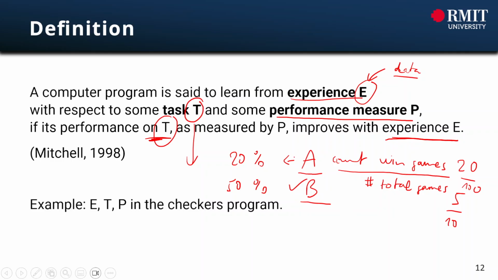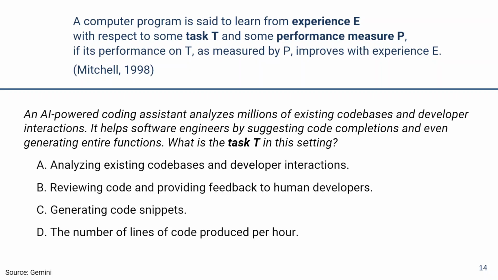So you can see how important the performance measure is to measure the performance of the model. If you change the performance measure, then your answer will be different. If we select performance measure one, then we select model A. But if we select performance measure two, then we select model B. So that's about the performance measure. Now let's see some examples.